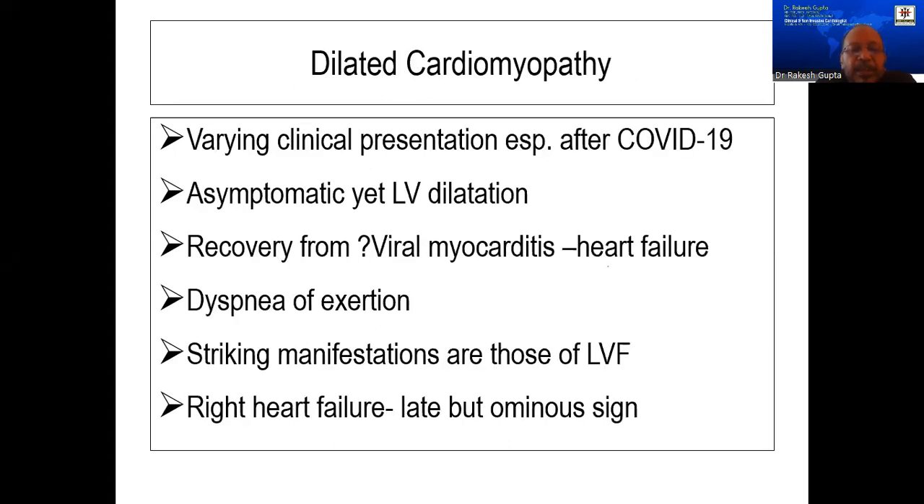Then we have variable clinical presentations in dilated cardiomyopathies. As we saw a number of times, people presented with dilated cardiomyopathy, and people presented with pericardial effusions. So various kinds of presentations are present. Why people remain asymptomatic is a very important phenomenon. Recovering from viral myocarditis, again presenting with heart failure. Dyspnea on exertion is a common thing which it presents with. Striking manifestations, those of left ventricular failure and right ventricular failure, when they happen, are really a poor prognostic sign.